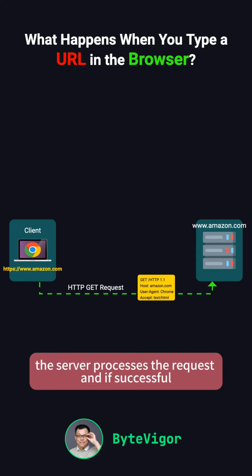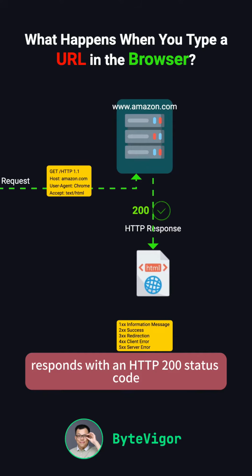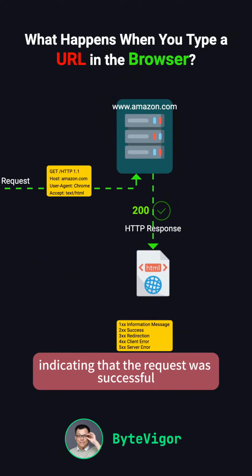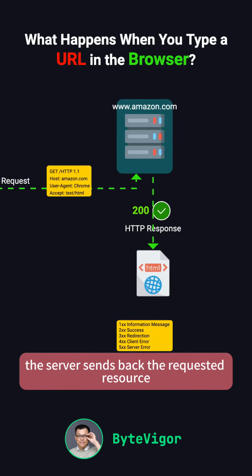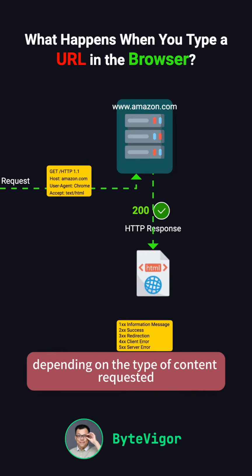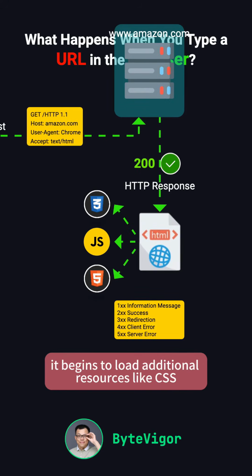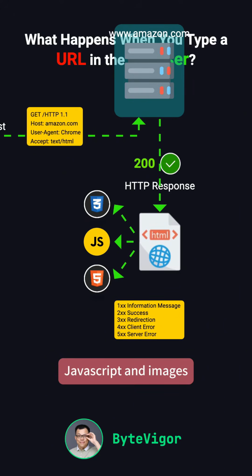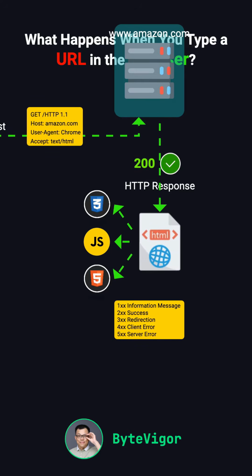The server processes the request and, if successful, responds with an HTTP 200 status code, indicating that the request was successful. Along with the response, the server sends back the requested resource, often in the form of HTML, depending on the type of content requested. Once the browser receives the HTML, it begins to load additional resources like CSS, JavaScript, and images by sending separate requests as instructed in the HTML file.